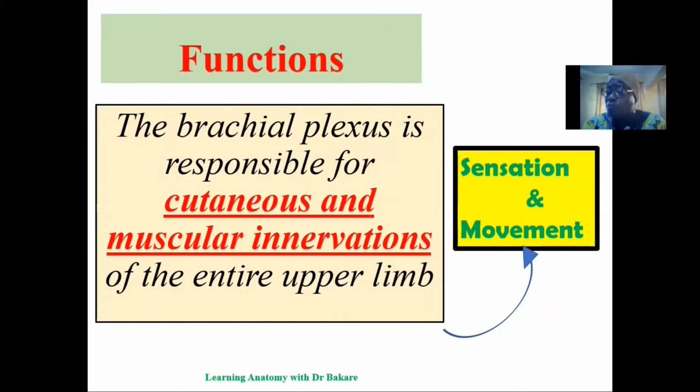Also, we will be able to move different regions of the upper limb around the joint in the elbow, and movement of the hand will be allowed through the innervations of the brachial plexus. The brachial plexus will innervate the muscles, and this will cause the muscles to either contract or relax. And as they do so, this will allow the production of movement at joints. So the functions of the brachial plexus are sensation and also movement of the upper limb.